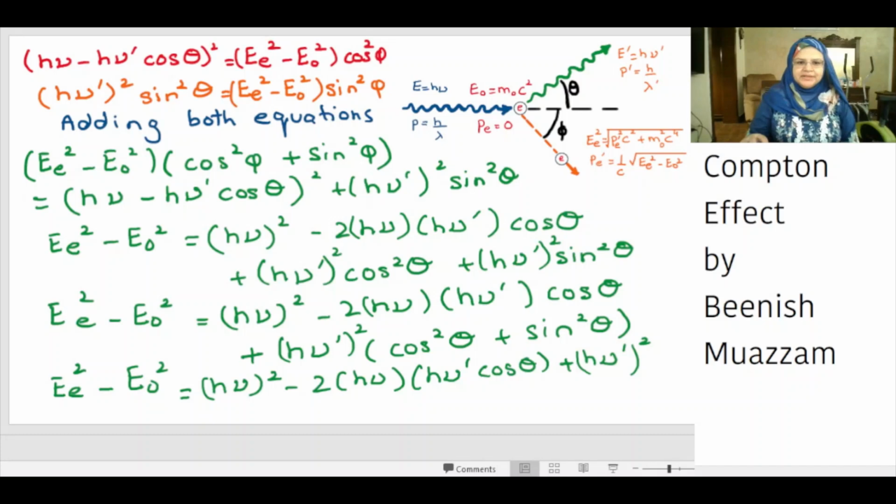The final equation that we get using conservation of momentum is E² minus E₀² is equal to (h nu)² minus 2(h nu)(h nu prime cos theta) plus (h nu prime)².